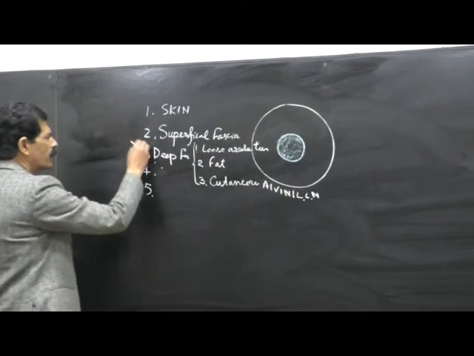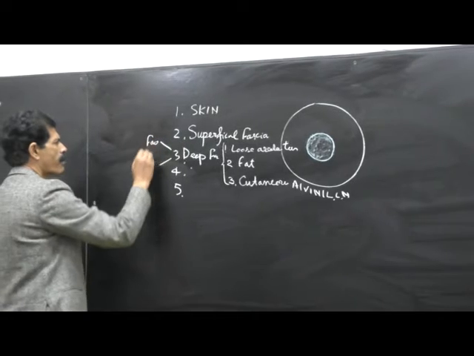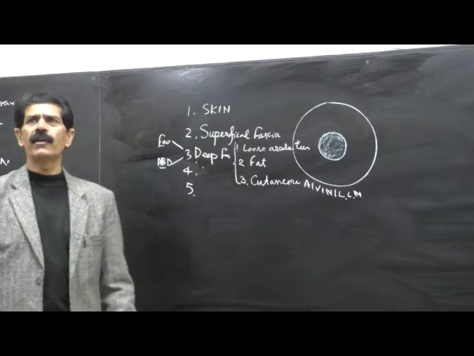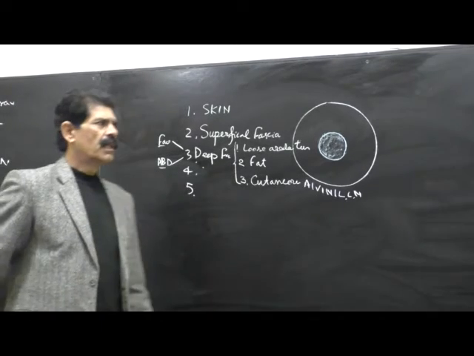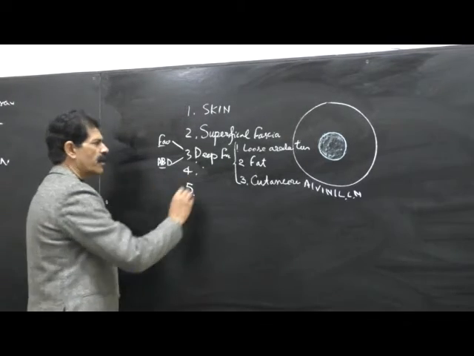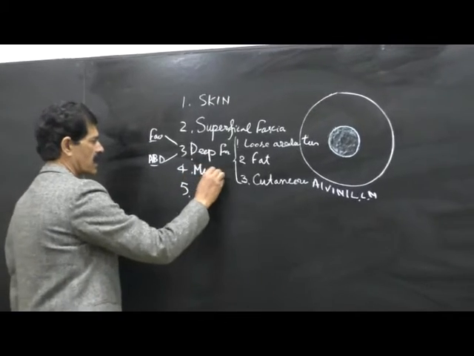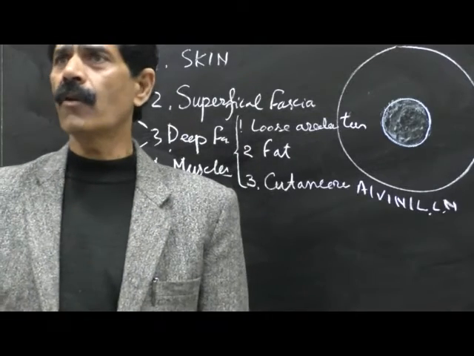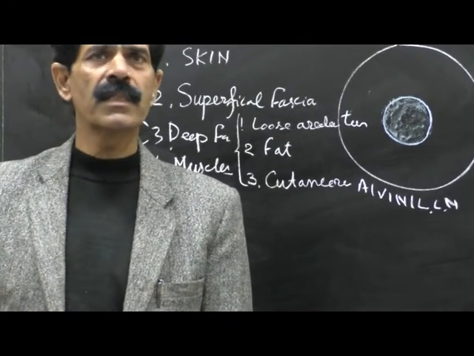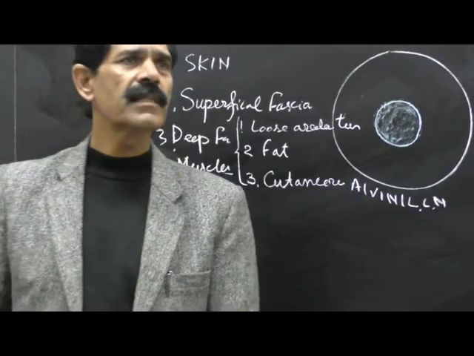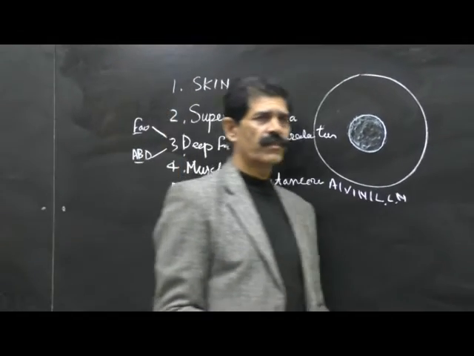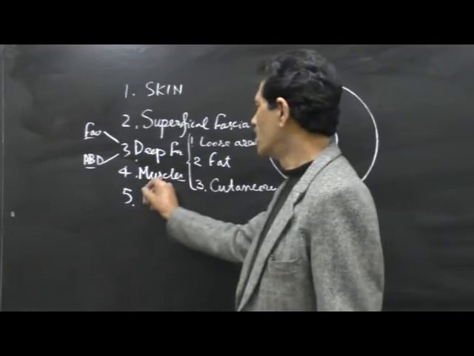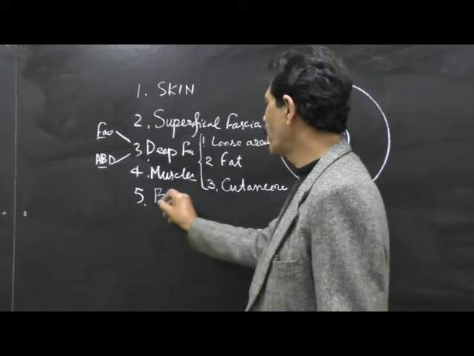Deep fascia is absent in two regions. One is the face, and the other is the anterior abdominal wall. Why it is absent, we will deal with when we do this. When you remove the deep fascia, the fourth layer of the human body comes: the muscles. What are these muscles? You have learned voluntary, involuntary, striated, non-striated, smooth muscles, cardiac muscles. These muscles are present below the deep fascia. And the last, fifth layer of the human body is the bone, the skeleton, the framework of the human body.